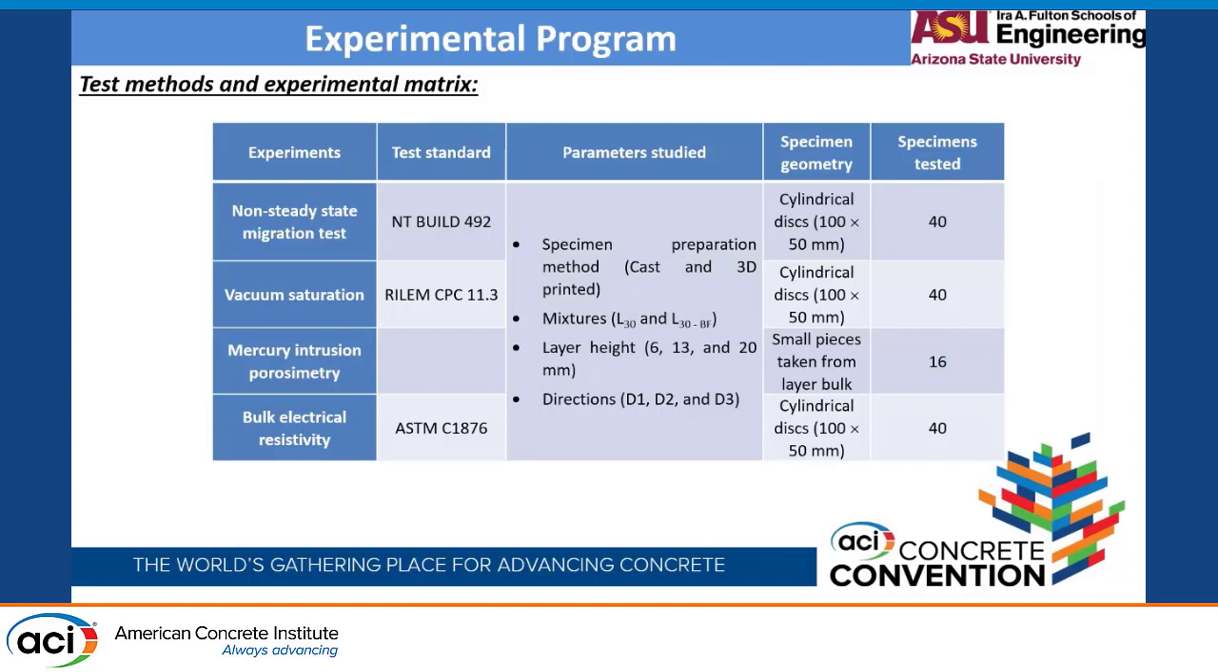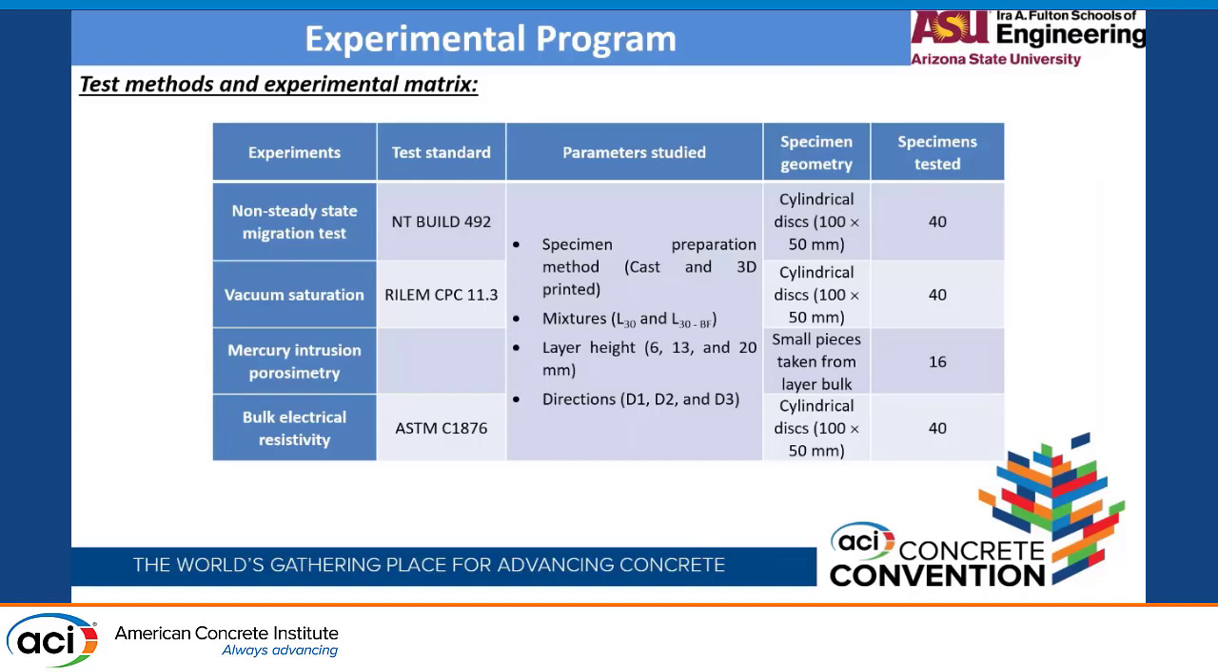when the 30 volt voltage was applied, we finally decided to test all the specimens under 10 volt influence, because the 3D printed mortars had a more porous microstructure, allowing more chloride ingress. And vacuum saturation, mercury intrusion porosimetry, and bulk electrical resistivity were the test methods used to study the microstructure of 3D printed structures in detail, so that we could relate them to the non-steady state migration test more precisely.